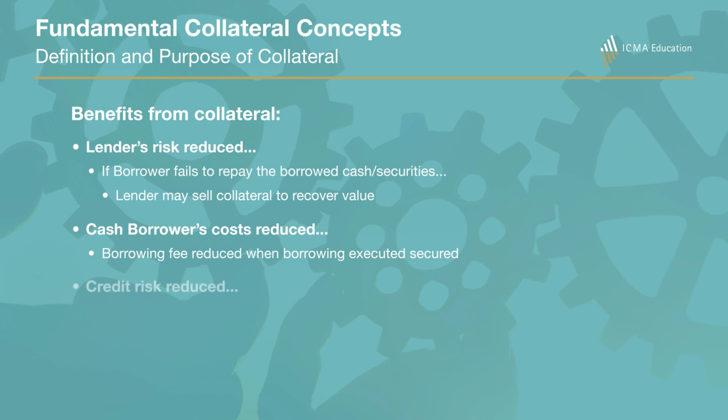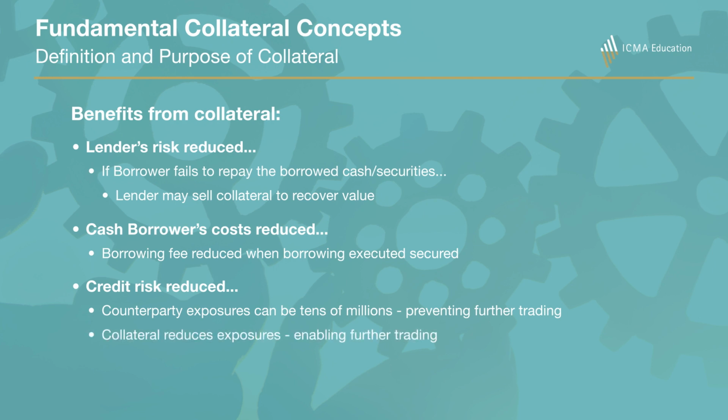Additionally, credit risk is reduced. As counterparty exposure can be in tens of millions, this can prevent further trades as there is a potential for hitting a credit limit. As collateral reduces exposure, using collateral enables more trading. Finally, the use of collateral reduces capital requirement, which is cash set aside for regulatory purposes, which we'll discuss later in the course.